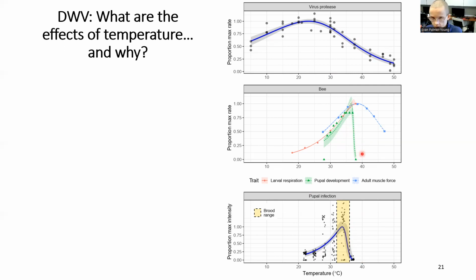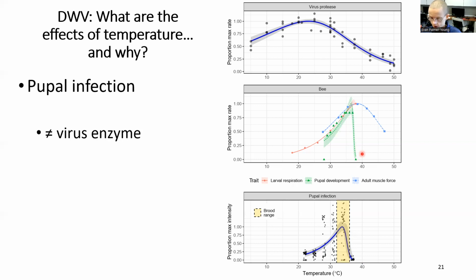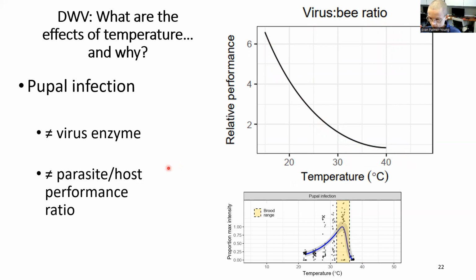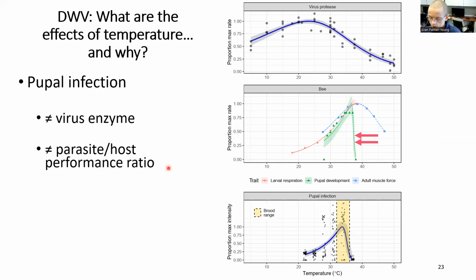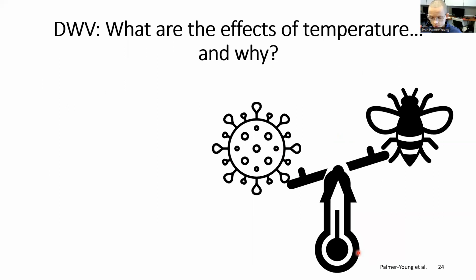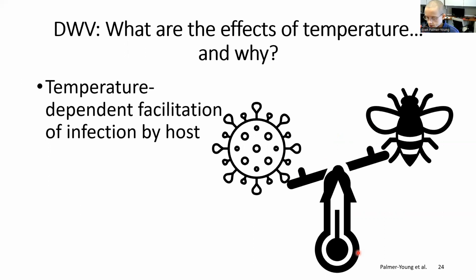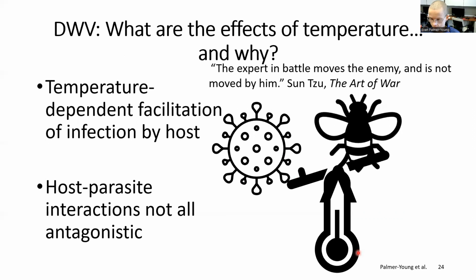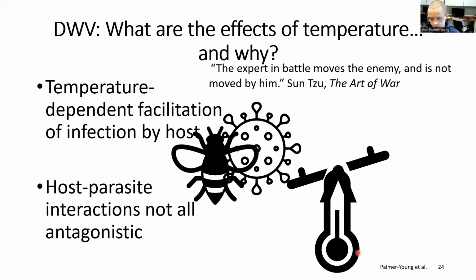So reflecting back on our potential explanations for infection success, temperature dependence of infection was not well predicted by the activity of the isolated virus enzyme up here, or by the relative performance of viruses and hosts. Instead, virus proliferation rate was directly linked to host performance, indicating a primarily supportive rather than antagonistic role of the host physiology in infection. This result indicates the importance of considering the parasite facilitating and not just the parasite limiting function of hosts. So we could summarize DWV infection with another art of war quote: "The expert in battle moves the enemy and is not moved by him."